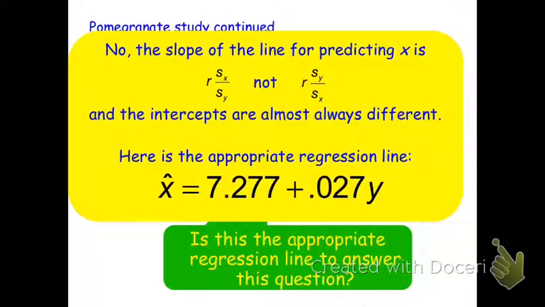Once you've switched them, now it becomes x hat, and now I can plug in 500. The rules for extrapolation still apply here, but now I'm looking at the y list. So what's my minimum y that I could plug in? 150, and then what's my maximum y that I could plug in? 740. So somewhere between 150 and 740 I could plug in, and 500 works with that.